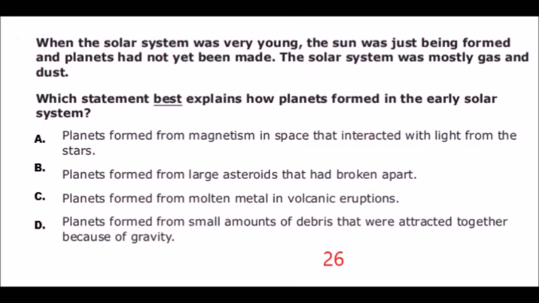A. Planets formed from magnetism in space that interacted with light from the stars. B. Planets formed from large asteroids that had been broken apart. C. Planets formed from molten metal in volcanic eruptions. Or D. Planets formed from small amounts of debris that were attracted together because of gravity.